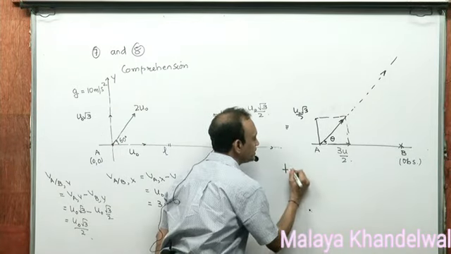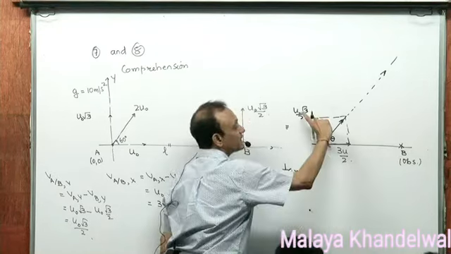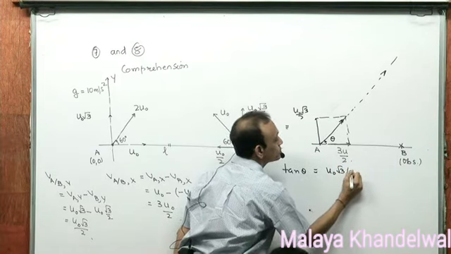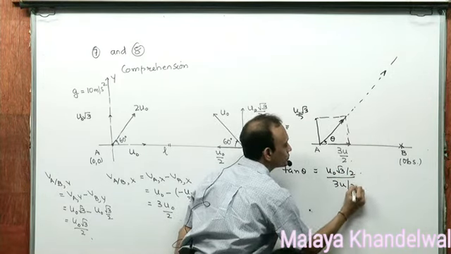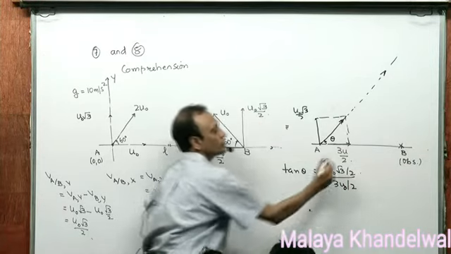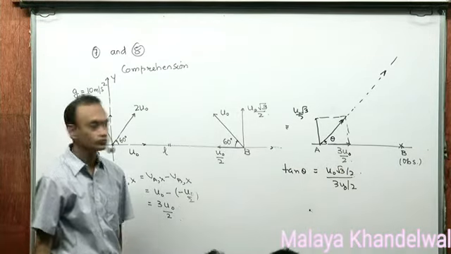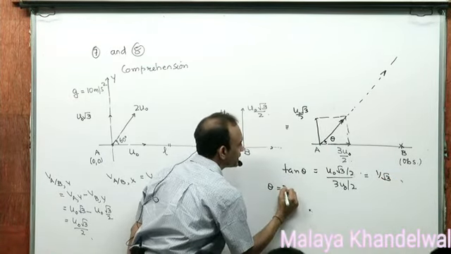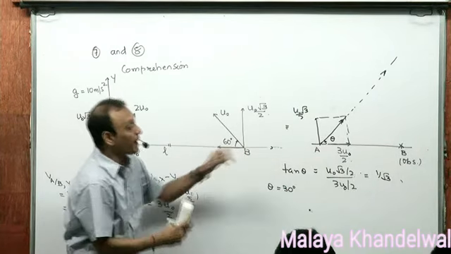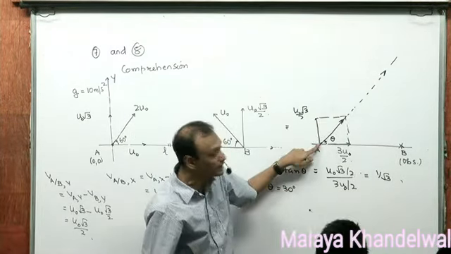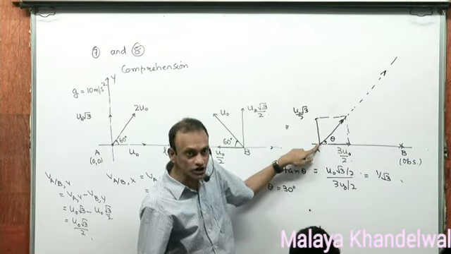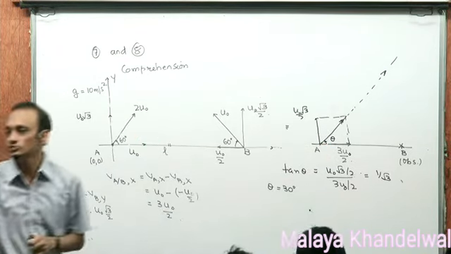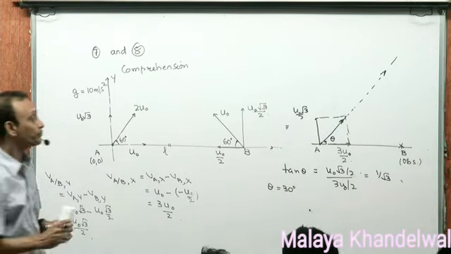And what would tan theta be? Tan theta is going to be this length divided by this length, which is u naught root 3 by 2 divided by 3u naught by 2. Yes or no? Which is 1 by root 3. So what is theta? Theta is 30 degrees. That means the path of A as seen by B is a straight line passing through A, which is the origin, making an angle 30 degrees with the horizontal. Yes or no? Got me now? Sure? So that's one thing.